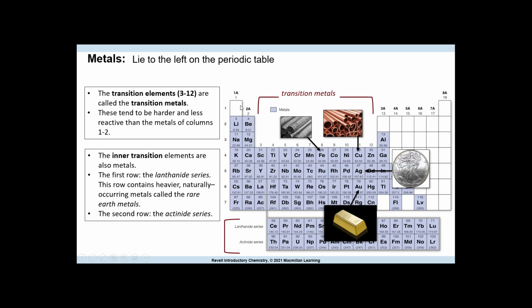They tend to be harder and less reactive than the metals of 1 and 2. 1 and 2 are very reactive metals, meaning when I say reactive, that means they are practically throwing their electrons at another element. They don't want them. They want to get rid of them as fast as possible, like it's a hot potato.